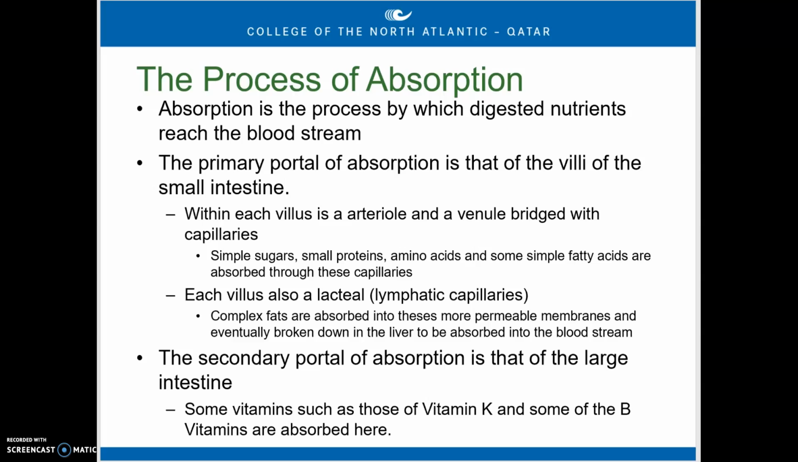Now the second portal of absorption, where the second most absorption occurs, is in the large intestine. Now the large intestine is not so much for absorbing nutrients, it's more or less for compacting waste and making it as efficient as possible. A big part of absorption in the large intestine is going to be to absorb water. We want to take as much water out of our waste as possible because we want to use that water again. Some vitamins will get absorbed in the large intestine. Vitamin K and some B vitamins are absorbed here, and that's because we've got bacteria in the large intestine that help us produce those vitamins. So that's where they're produced, and that's where they get absorbed.